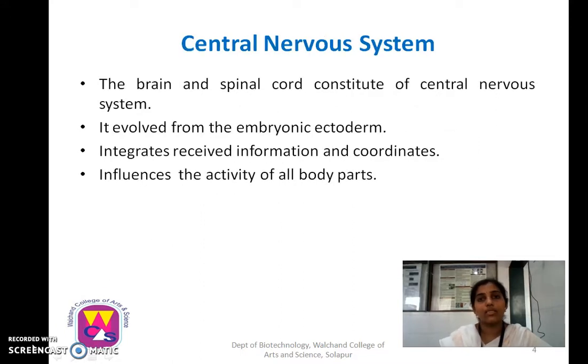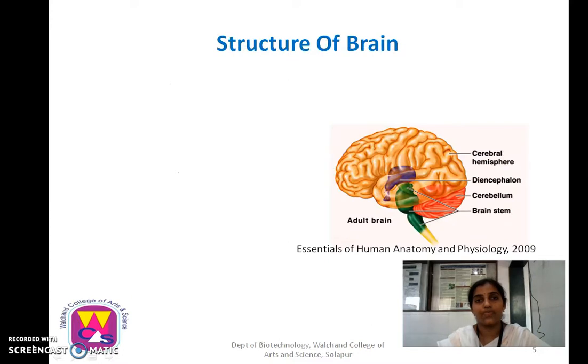So what is the central nervous system and what are its parts? The central nervous system constitutes two major parts, that is the brain and the spinal cord. It evolves during embryonic development from the ectodermal layer, and it integrates received information and coordinates with the different organ systems present in our body. It also influences all other body parts in our human structure.